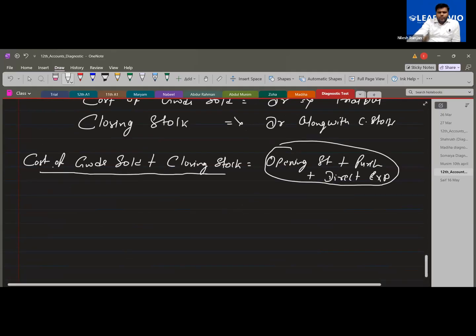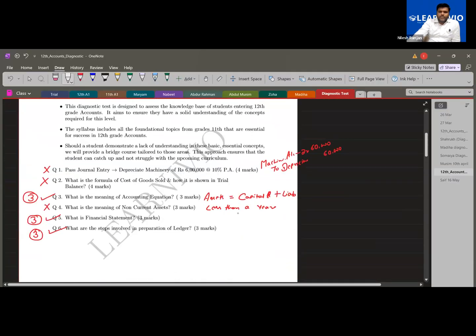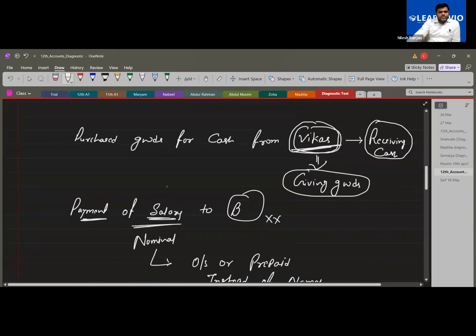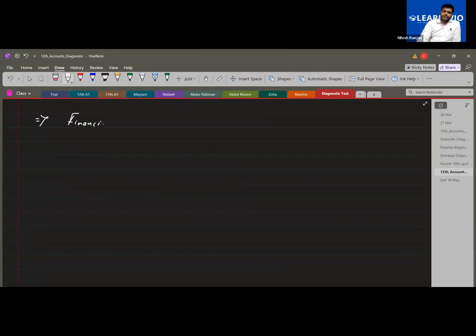So now we will move to the third, actually the accounting equation formula. Your answer was correct about that. Assets equals capital plus liabilities. Okay, so that is correct. Now, financial statement. In a financial statement, there are three parts. Can you tell me the names if you remember? Trading account, P&L account, and balance sheet. Very good. Trading account, profit and loss, and balance sheet.